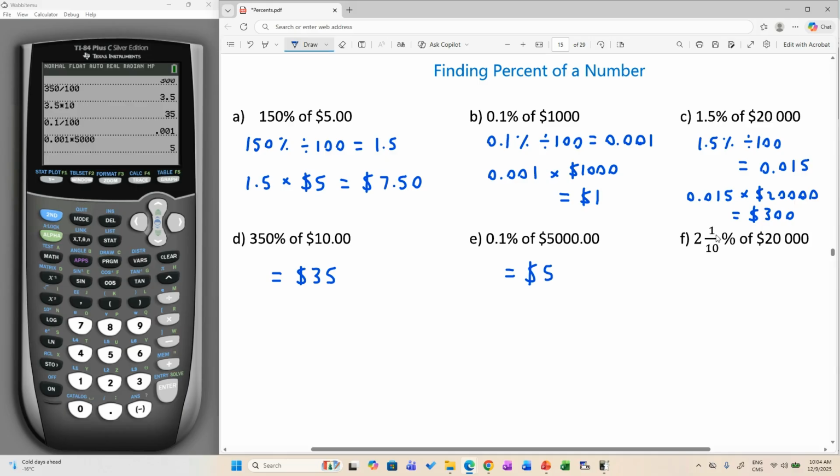Now, for this one, it's 2 1/10. To figure out what 1/10 is, you just do 1 divided by 10, right? So 1 divided by 10 is 0.1. So this is 2 1/10, so hence this would just be 2.1, right? So 2.1%, I'm going to divide that by 100, and I'm going to get my answer as a decimal. Now with this decimal, I'm going to multiply it by 20,000, and I'm going to get my answer. So my answer is 420. So that means that 2 1/10 of a percent of 20,000 is $420.